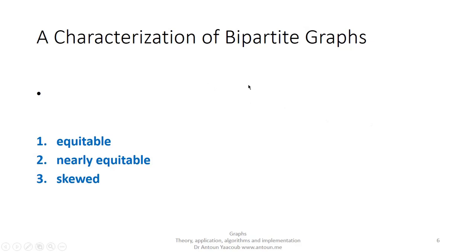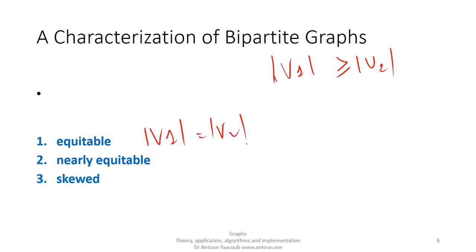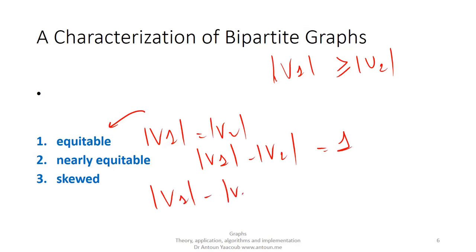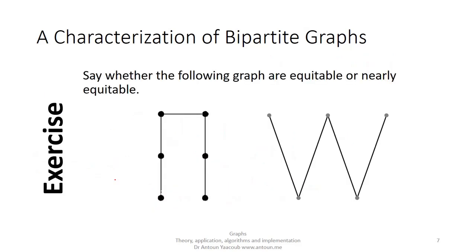If I have a graph which is bipartite and its vertices are partitioned into two subsets V1 and V2, usually the number of vertices in V1 is greater than or equal to that in V2. If the number of vertices in V1 is equal to the number in V2, we call the graph equitable. If the difference is at most 1, that is, the absolute value of the difference is equal to 1, the graph is called nearly equitable. And if the difference is greater than or equal to 2, it's called skewed. So let's see some examples.